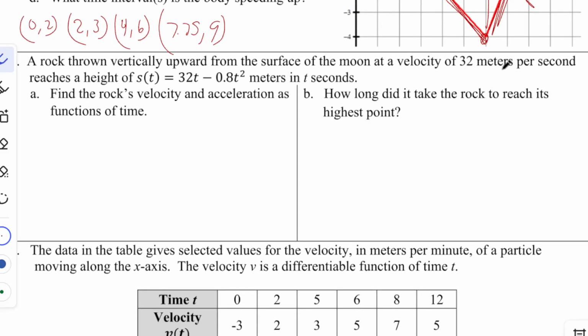Turn vertically over the surface. It's velocity, acceleration. You know that one's the derivative, and acceleration is the derivative of that. It's negative 1.6. How long does it take the rock to reach its highest point? So the rock's position graph looks like this. And this is the highest point. This is where the velocity is 0.